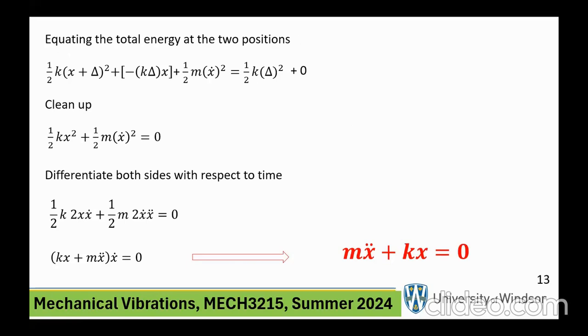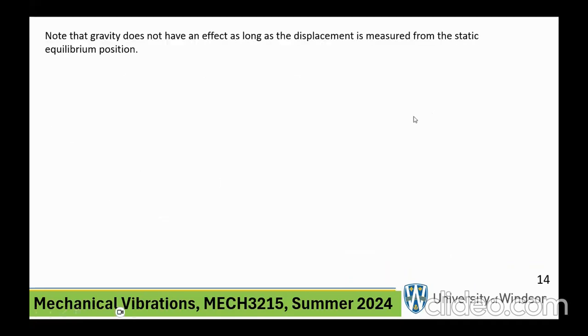Now, I'm going to do this a different way in a minute. I don't particularly like this way of explaining things: at this location, here's the total energy, at that location, here's the total energy, equate them, clean it up, and then differentiate it. I'm not very fond of that. By the way, notice that g disappeared from the mother of all equations.